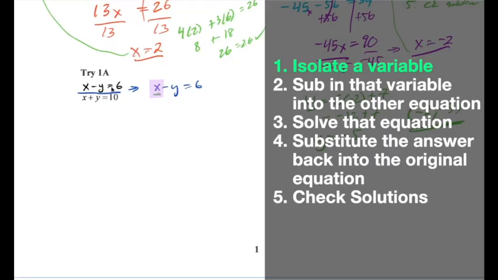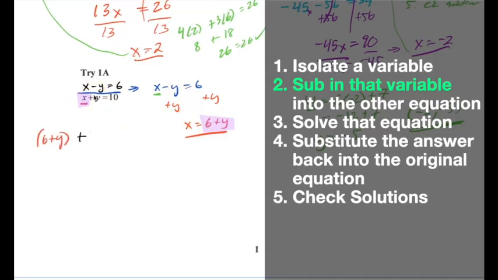What we're going to do is add y to both sides. And then we'll get x equals 6 plus y. Now that I have x by myself, I could plug that into the other equation. We're going to substitute. We have x equals 6 plus y. So in this equation, instead of that x, it's going to be 6 plus y equals 10. So instead of the x there, we substituted this equation in, x equals 6 plus y. We have 6 plus y equals 10.